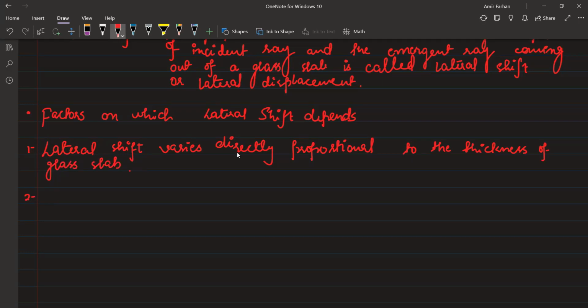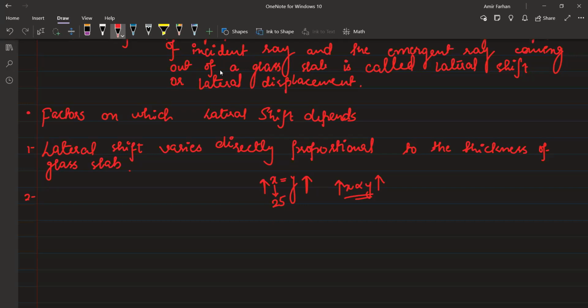Directly proportional means, suppose x is equal to y. If you increase the value of x, y will automatically increase, yes or no? If you put the value of x as 2, y will become 2. If you put the value of x as 25, y automatically becomes 25 because they are equal. Which means that if I take a proportionality sign here, x is directly proportional to y, which means if you increase the value of x, y will also increase. Clear?